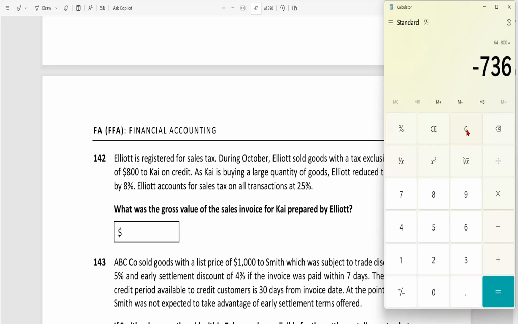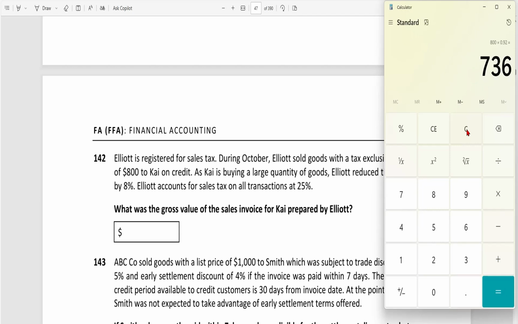Or what you can do is take 800, and 8% is the discount given to Kai. So if you subtract 8% from 100%, the remaining percentage will be 92. So if you directly multiply by 0.92, the answer will be the same, it's 736, right?